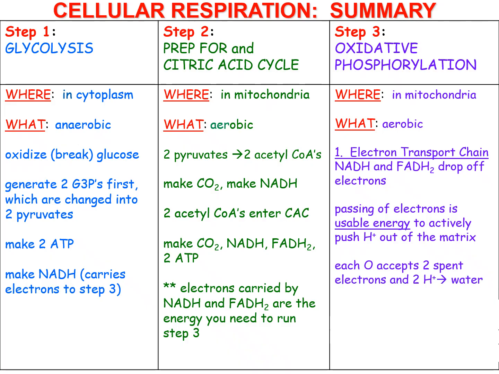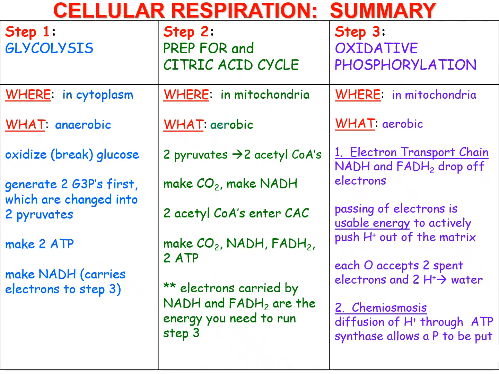Each oxygen accepts 2 spent electrons and 2 hydrogens, and it's converted into water, and then chemiosmosis takes place, which is the diffusion of hydrogen molecules through ATP synthase, which allows a phosphate to be put into ADP, and that results in 34 ATP. So I hope that this summary was helpful.